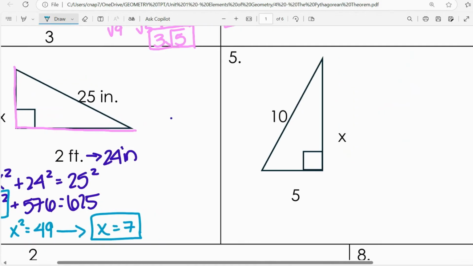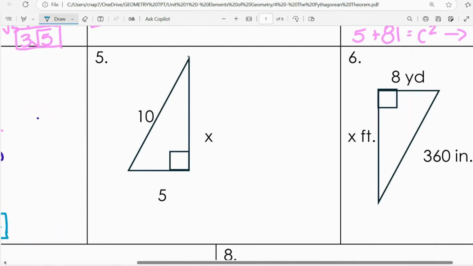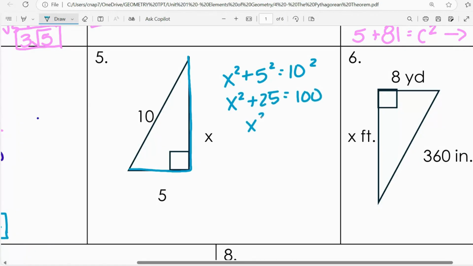Number 5 doesn't have any units, so we don't have to worry about converting anything. Here's the capital L for your legs. X squared plus 5 squared equals 10 squared. X squared plus 25 equals 100, which means x squared equals 75. The perfect square that can be factored out of 75 is root 25 times root 3, and so x equals 5 root 3.